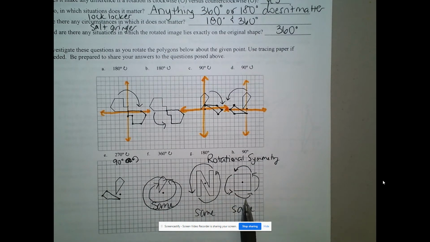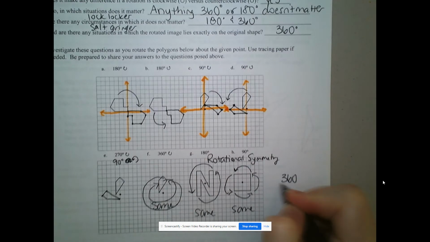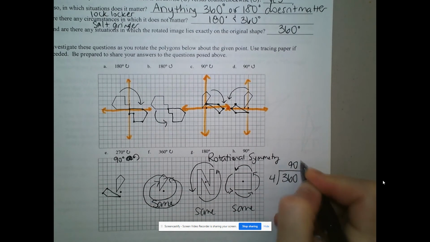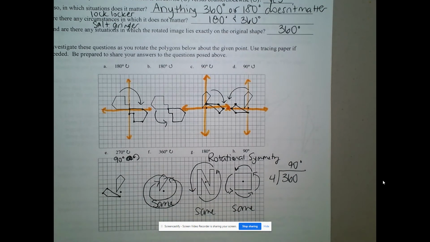This one has rotational symmetry every 90 degrees because it has 4 sides that are identical. And if you divide 360 by 4, you get that it has rotational symmetry every 90 degrees, whereas the letter N shape has rotational symmetry every 180 because it's only divided by 2.